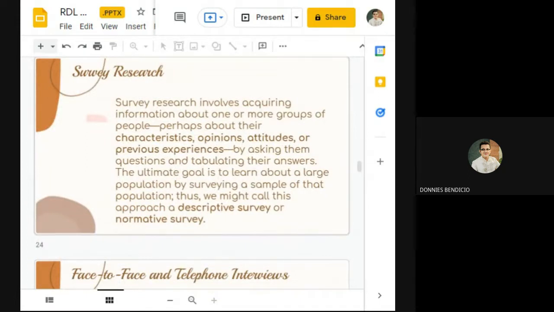Now let's proceed with survey research. So survey research involves acquiring information about one or more groups of people, perhaps about their characteristics, opinions, attitudes, or previous experiences. So yan yung ginagamit natin yung mga survey research natin, by asking them questions and tabulating their answers. The ultimate goal is to learn about a large population by surveying a sample of the population.